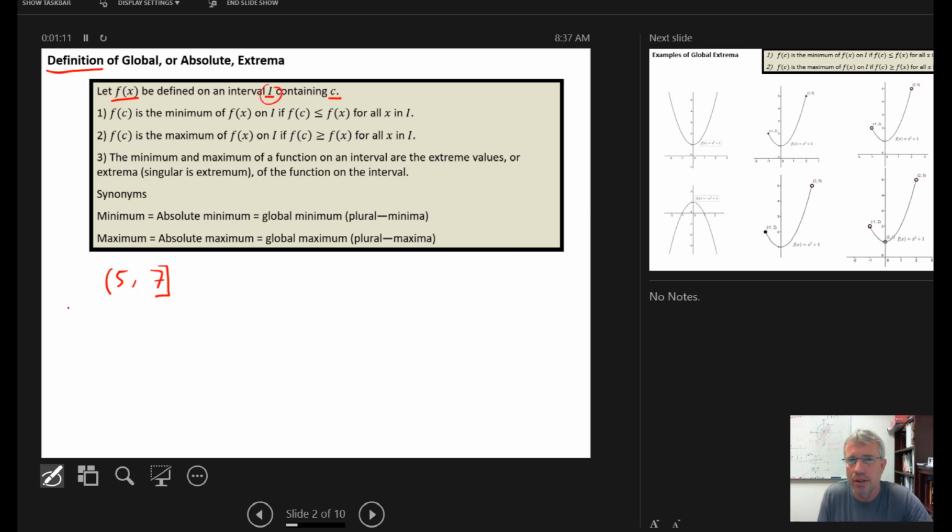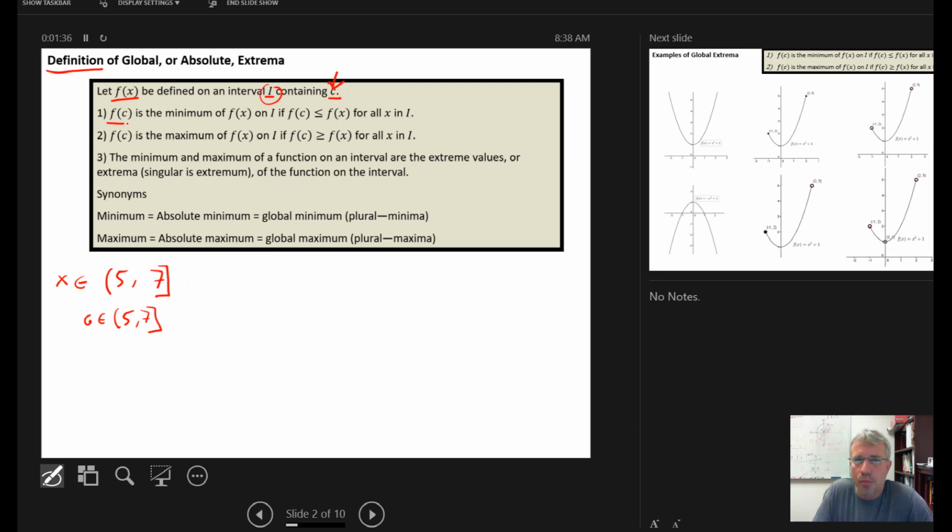It doesn't matter what the interval is on which you define it. And then we want to talk about an input value c that exists in the interval. So for example, 6 is an element of the half open interval from 5 to 7. So 6 could be your value c. So c is just, you define an interval, and c just needs to be some value in that interval.